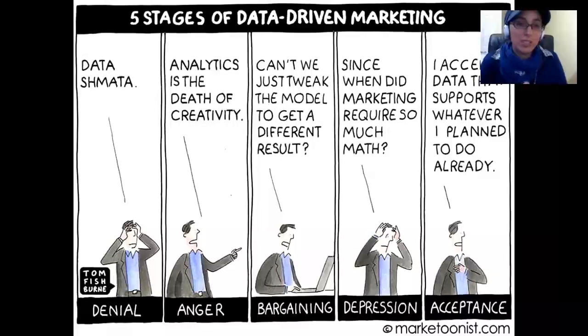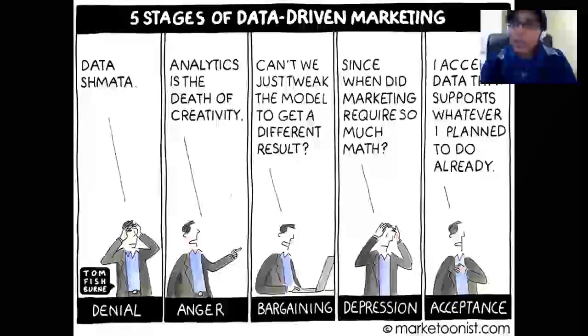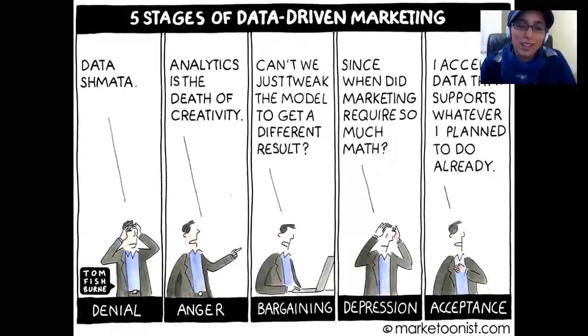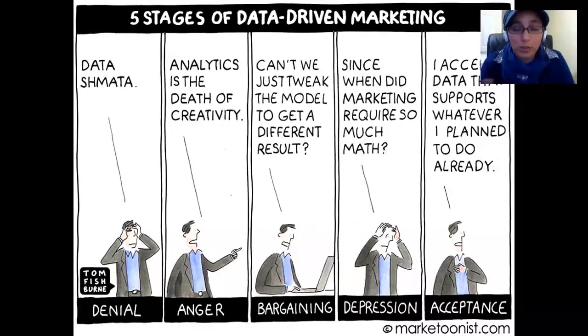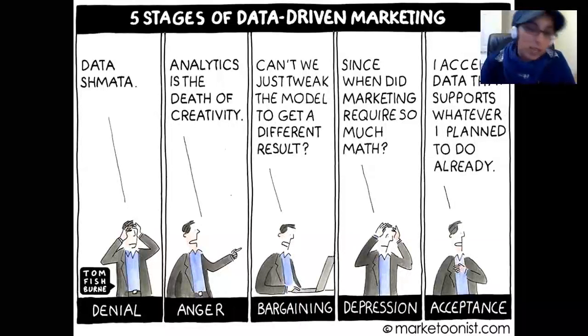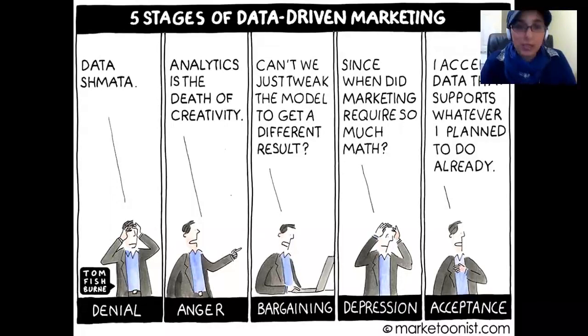The third stage is bargaining, with yourself and with your team, where you're trying to figure out, okay, how can I fit this data in my strategy? The fourth one is depression. You realize that you have to learn math and learn how to use data so you can be successful online, because it's all about the numbers. And if you know your numbers, you'll be able to succeed. And finally, you go through the acceptance phase, where you're like, all right, I'm just going to go with the analytics and do my best to actually use this data the right way.